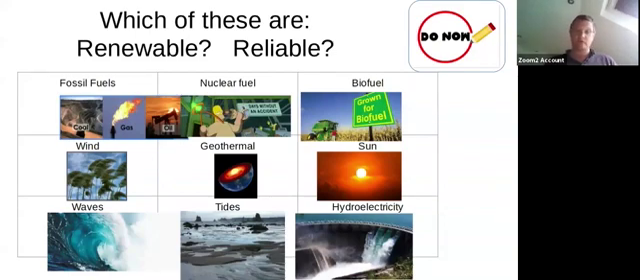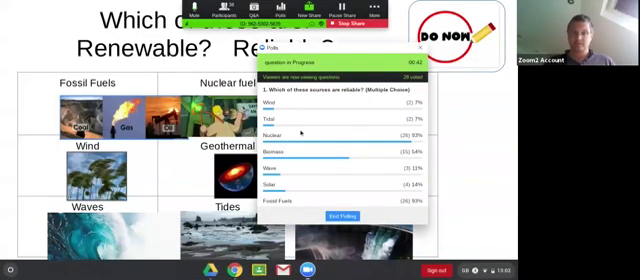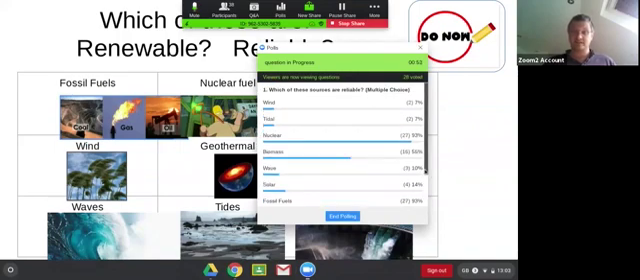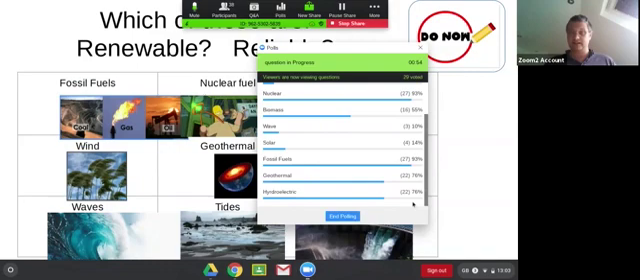Those of you who are here currently, voting, see if you can remember which of these are reliable. Let's have a look at what you've said. So nuclear is reliable, it absolutely is. Some of you think biomass is reliable. Well, you are correct, those 54% of you. Fossil fuels are, geothermal is, good job, and hydroelectric is as well.